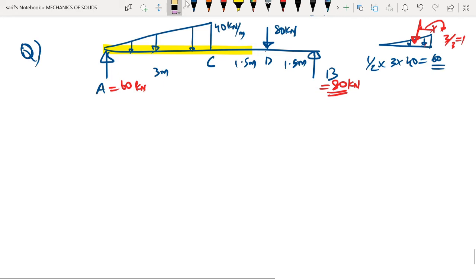Now having started the analysis here, again if we look here, we have different regions of loading. First region is AC, another region is CD, and another region is CB. So let us start with the region AC. So we are choosing the region AC.